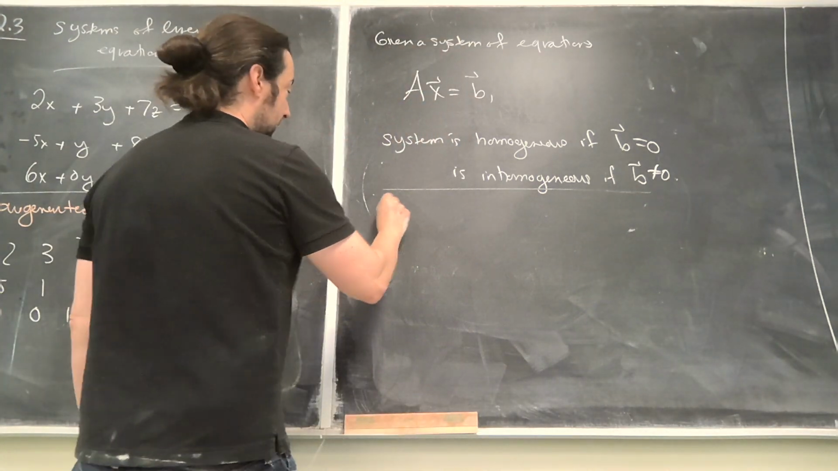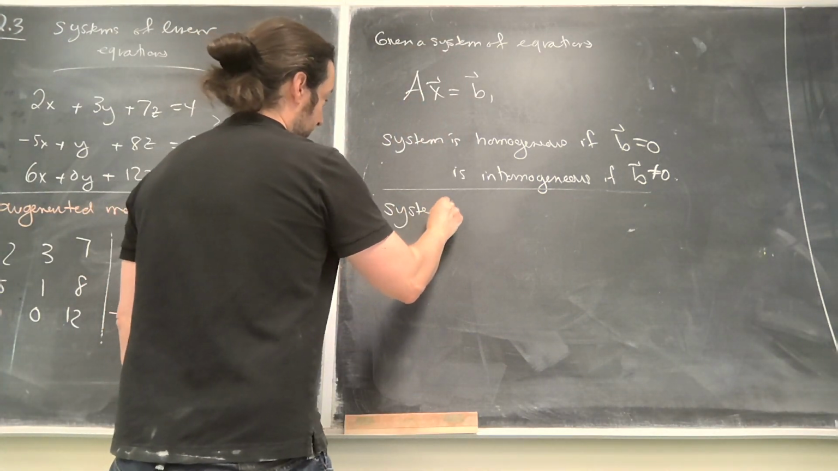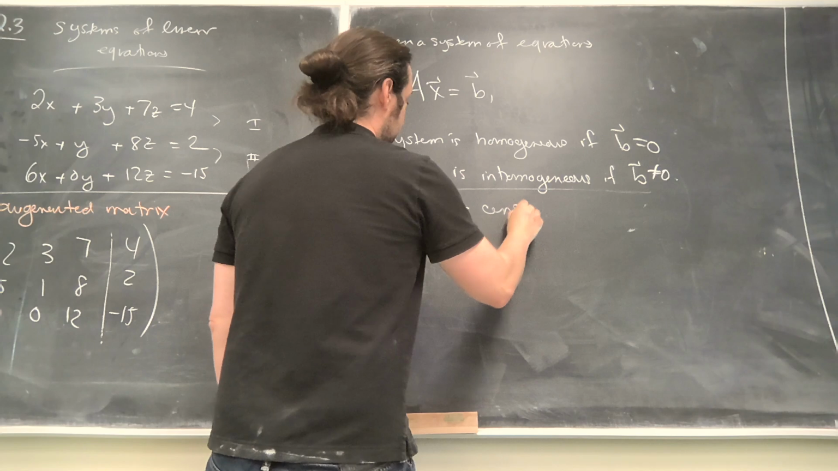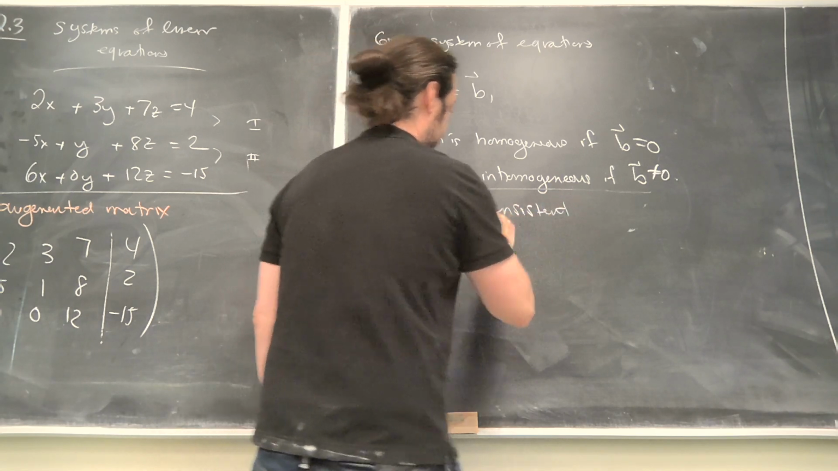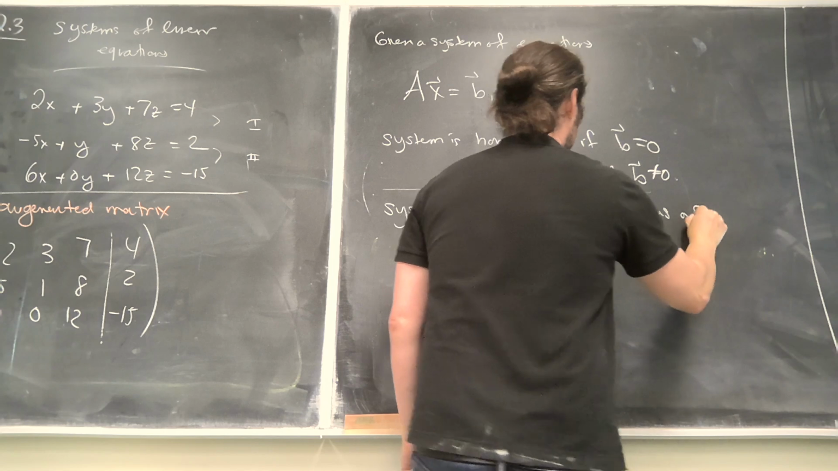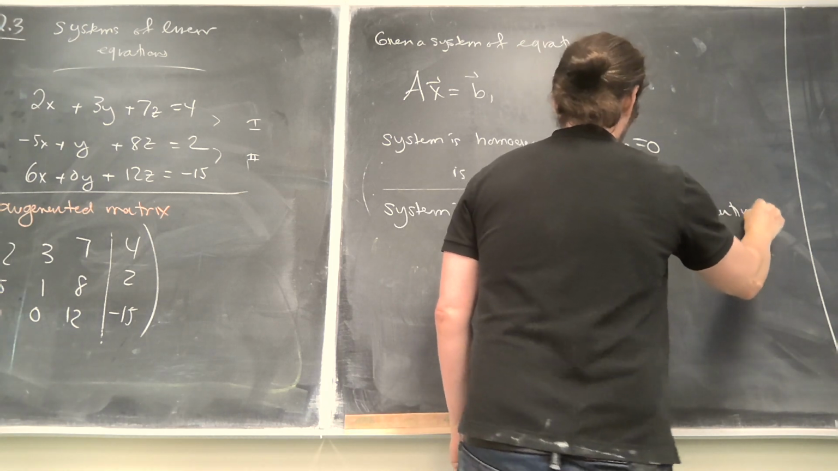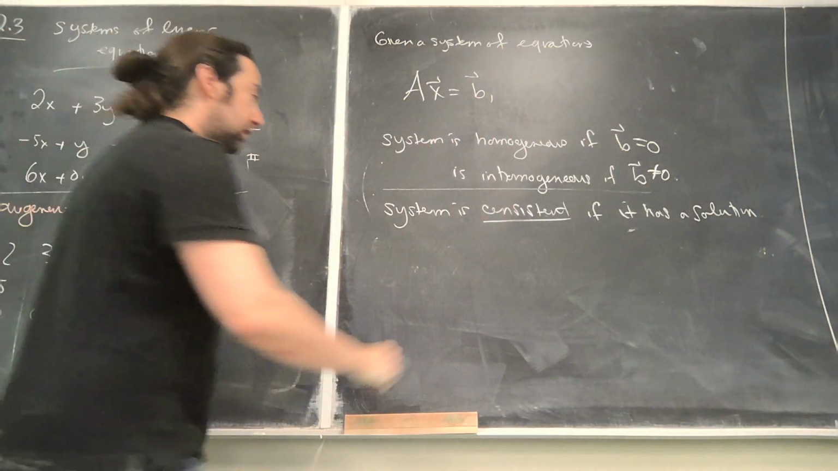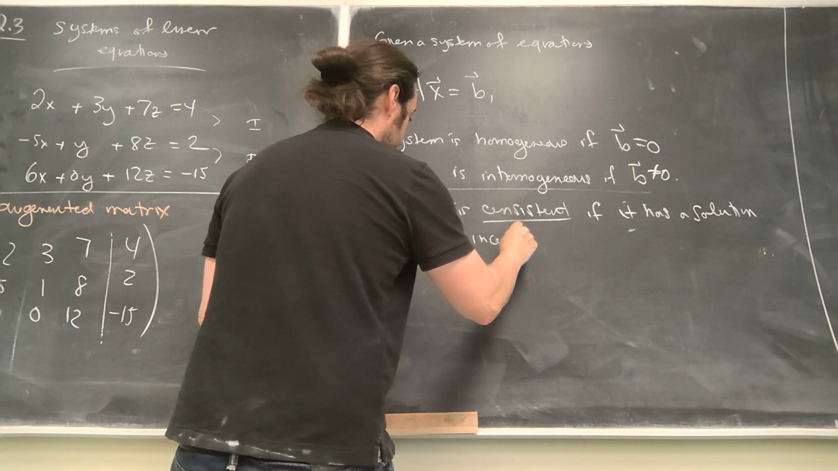And then we say a system is consistent if it has a solution, and inconsistent if it has no solution.